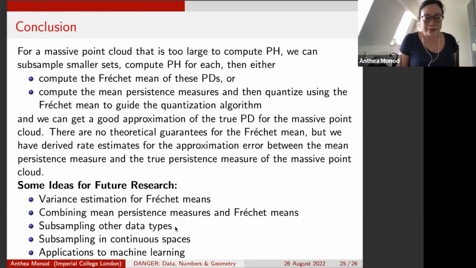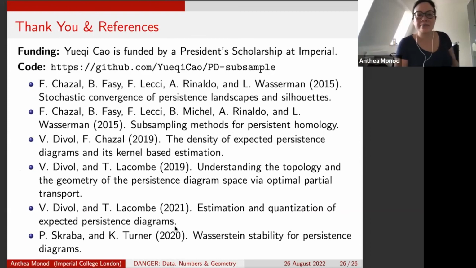What happens if we subsample in continuous spaces? Here we assume that we have a finite metric space, but if we wanted to look at the classical statistical problem that I mentioned before of convergence analysis in infinite spaces, this would be something very interesting to study. And then there are applications to machine learning. For example, can you use a subsampling approach to train neural networks? That would be something interesting to look at.